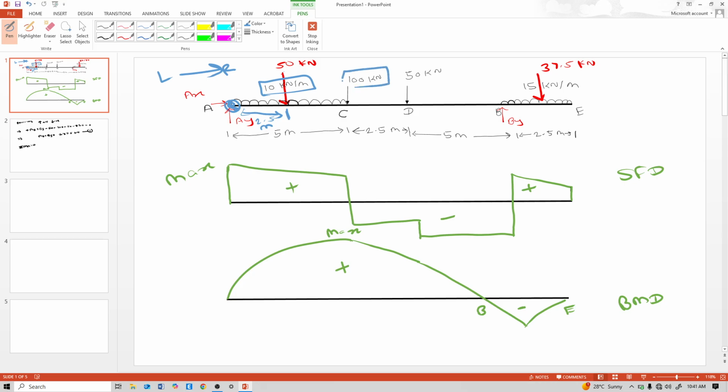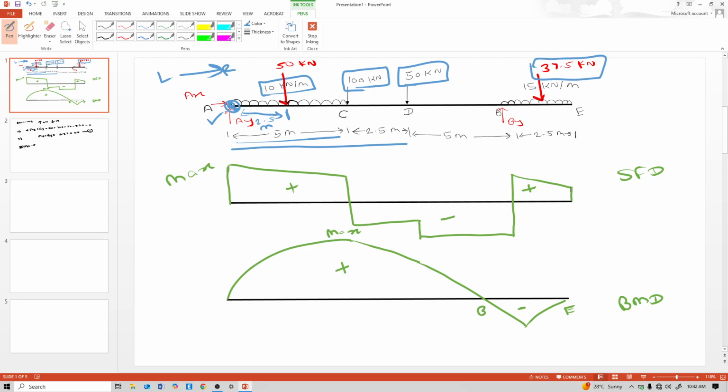Again, see this 100 is also clockwise to that point A. So plus, clockwise means positive. 100 is the force into the perpendicular distance between the 100 kilonewton and point A. So it is 5. Again, this 50 is also clockwise to that point A. So again 50 positive because of clockwise, force is 50 multiplied by perpendicular distance 5 plus 7.5. 50 into 7.5.